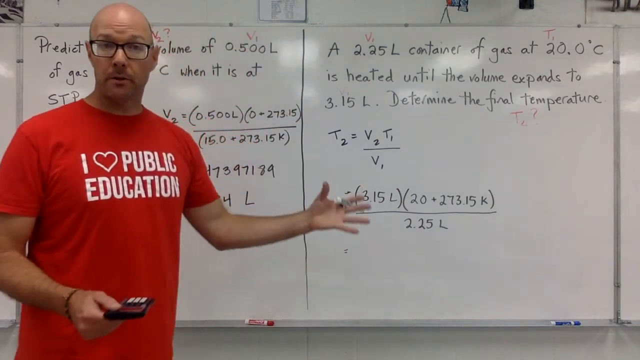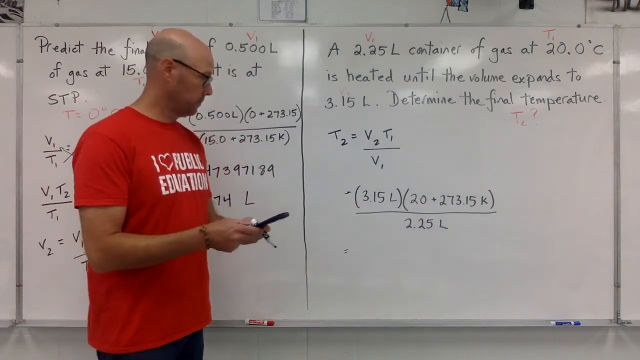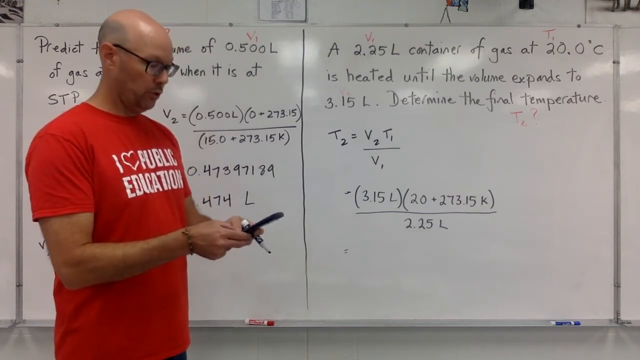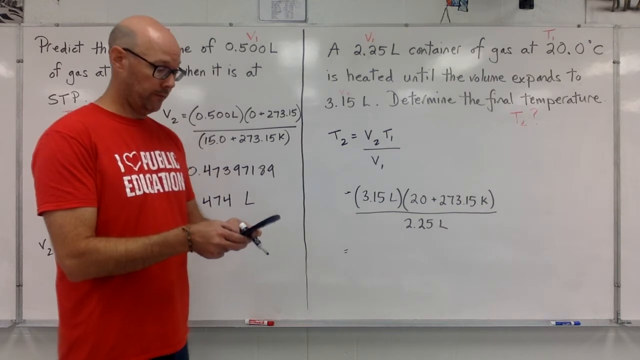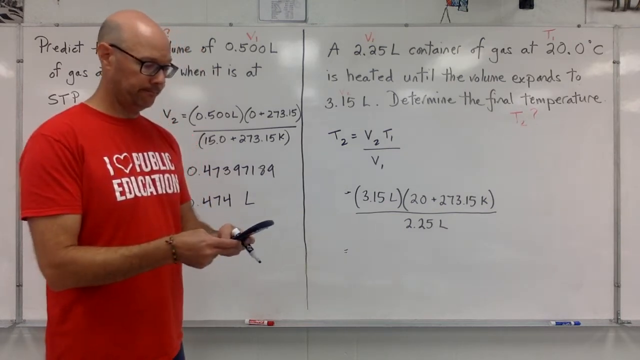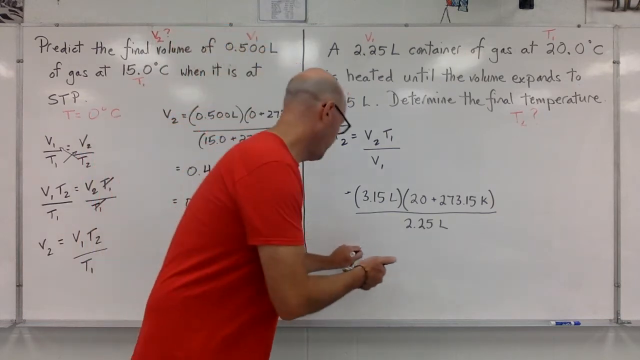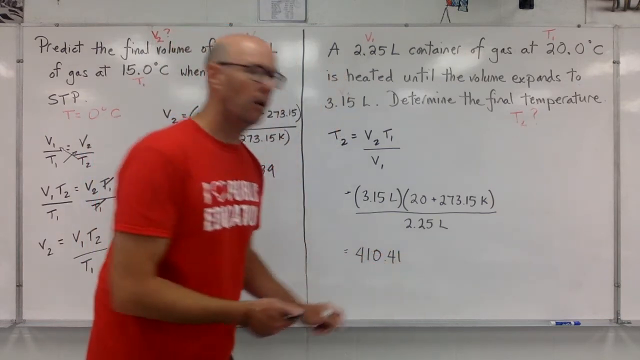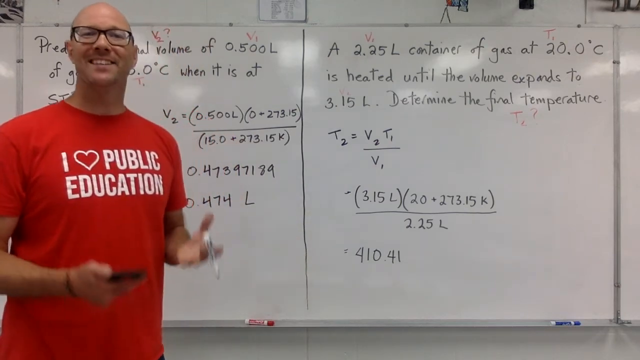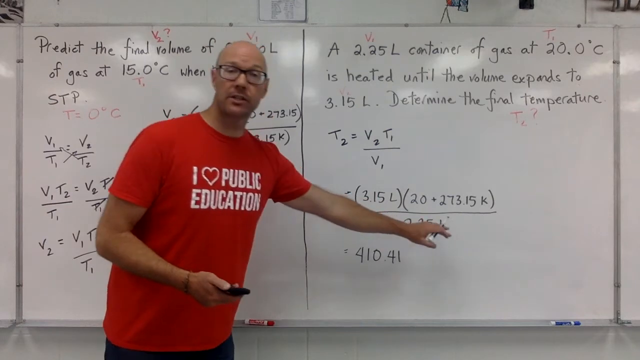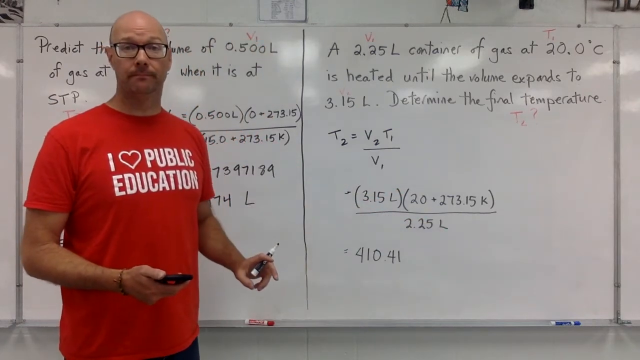And I got the numbers in, I'm calculating. 3.15 times 293.15 divided by 2.25. Again, 410.41. This is the raw answer. It came out in Kelvin. These liters cancel, it comes out in Kelvin.